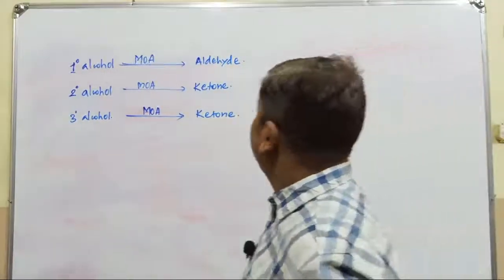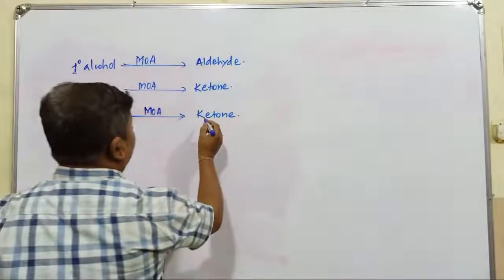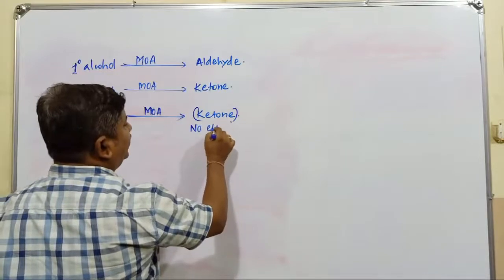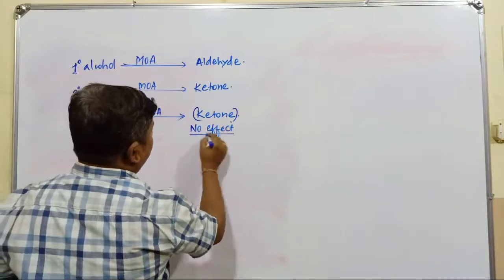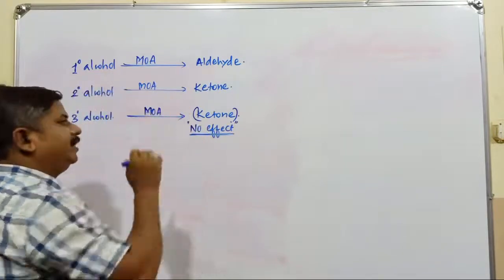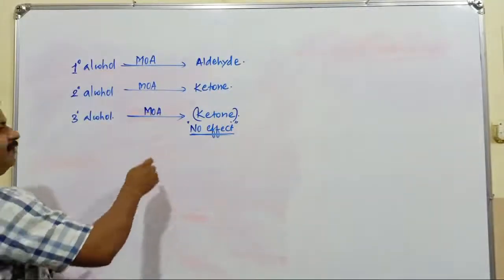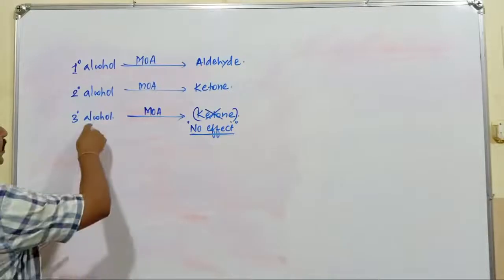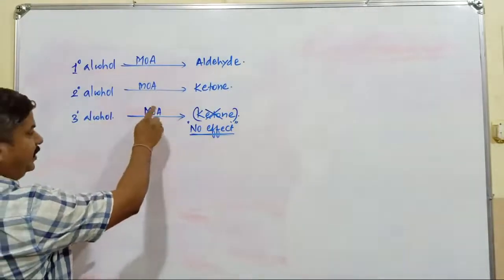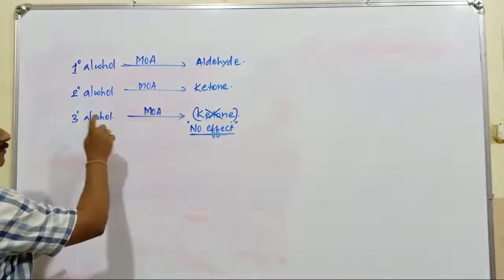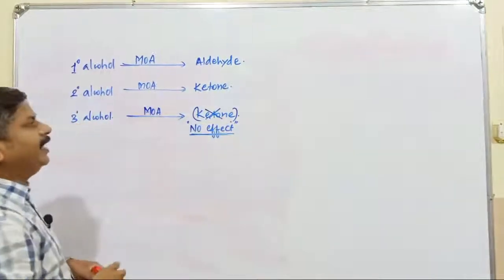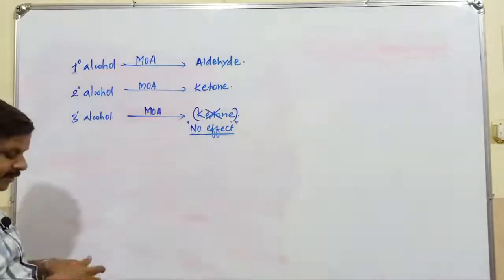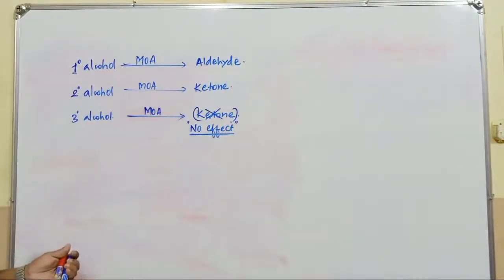And one small correction here. Sometimes, in absence of ketone here, there is no effect on that tertiary alcohol. Sorry for this inconvenience. So instead of ketone, there is no formation of any particular compound. Tertiary alcohols do not have any effect. This mild oxidizing agent does not have any effect on tertiary alcohol. Primary alcohol gives aldehyde, secondary alcohol gives ketone, and for tertiary alcohol there is no type of effect.